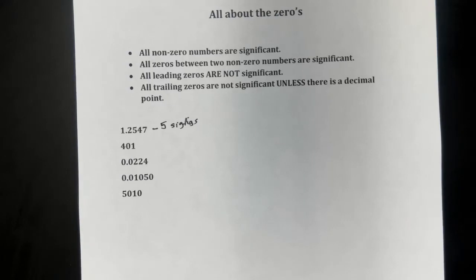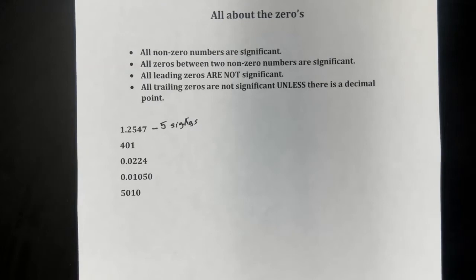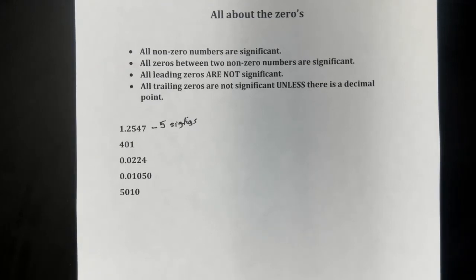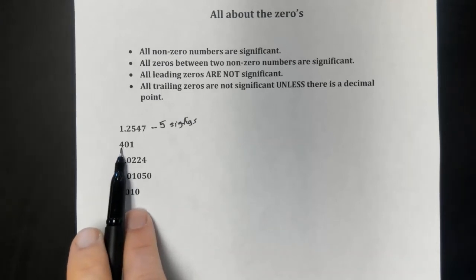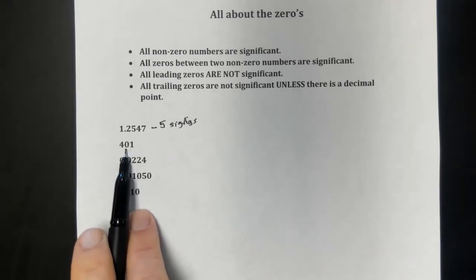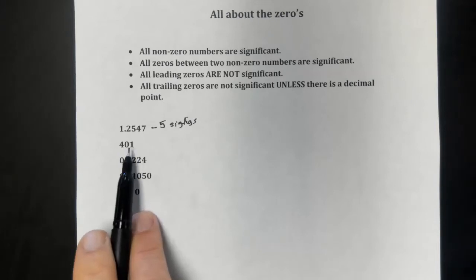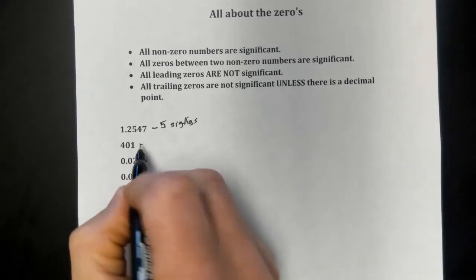What about the number 401? Well, by the second rule, all zeros between 2 non-zero numbers are significant. So this 0, it's between 2 non-zero numbers. So that 0 must be significant. There are 3 significant figures in this value.